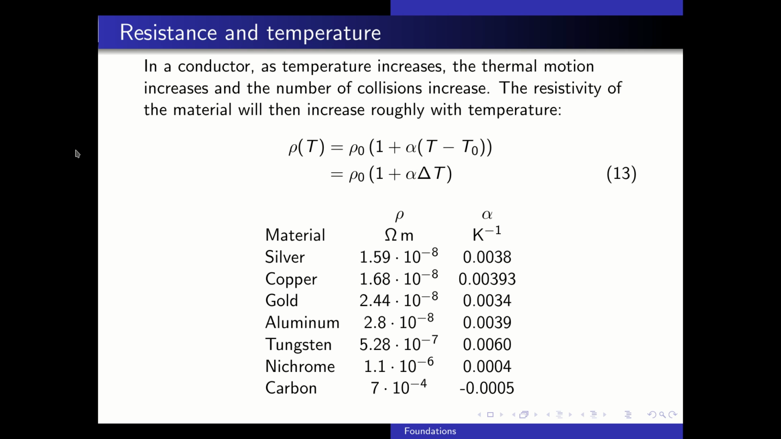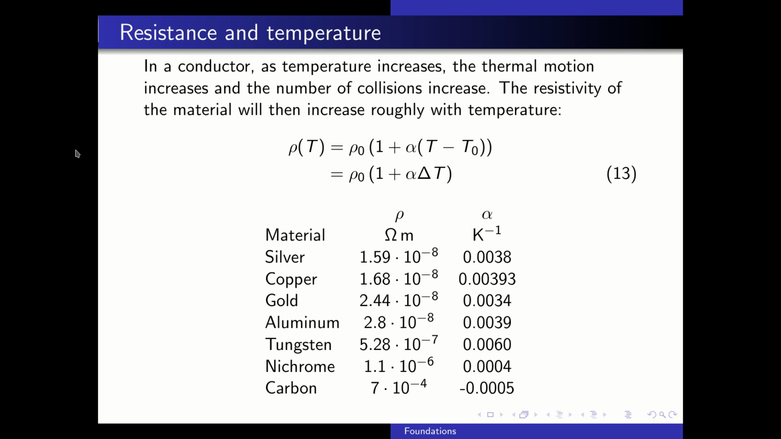Okay, let's go on to our next topic and talk a little bit about how resistivity affects temperature. In a conductor, when the temperature increases, the particles will move around faster. This is true in any solid. The particles are going to move around faster, exhibiting these larger thermal motions. And that's going to mean that the number of collisions will increase.